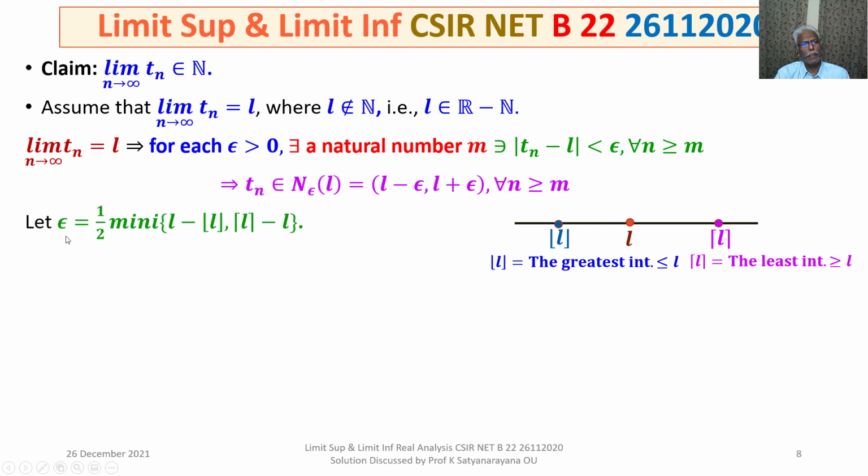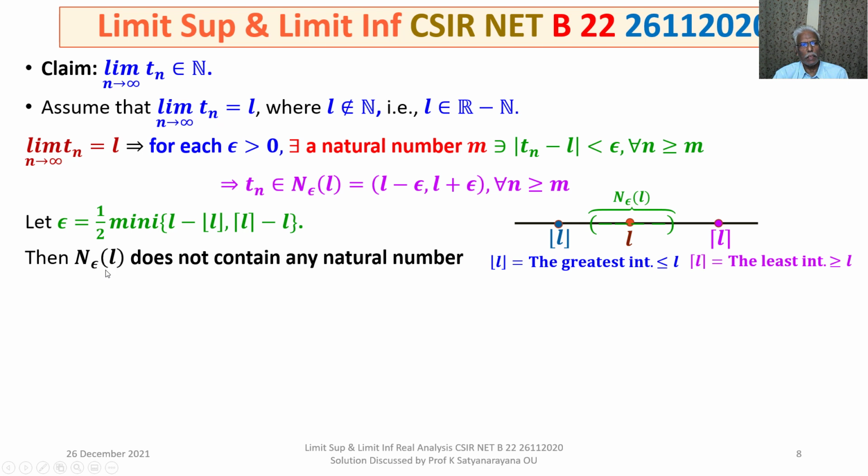So now we take epsilon as 1 by 2 times the minimum of (L minus floor L, ceiling L minus L). So this distance and this distance, out of these you take the minimum, then take half of it, and consider the neighborhood with center L and radius epsilon. This neighborhood does not contain any natural number. So this is a contradiction. The neighborhood with the center L and radius epsilon does not contain any natural number.